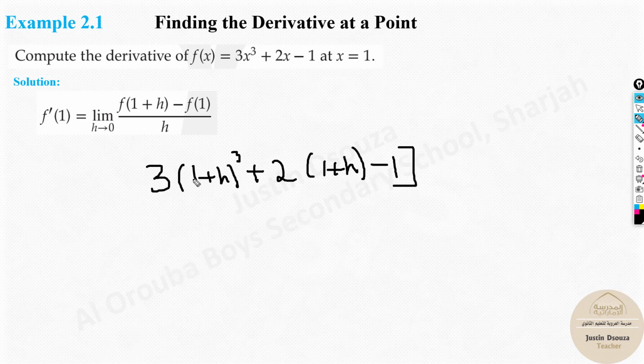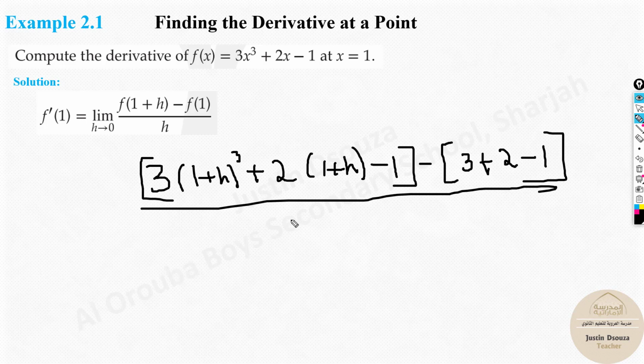Now this entire term minus f of 1, because it's 1. Wherever x is there, you have to put 1. So 1 cubed will be 1, so I'm not going to write that. 2 times 1 will be 2. And this is all divided by h.